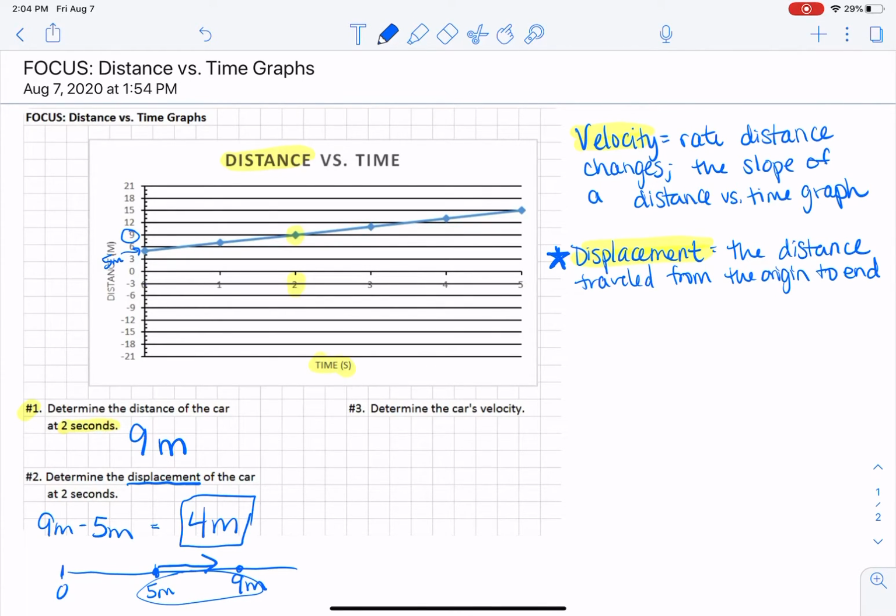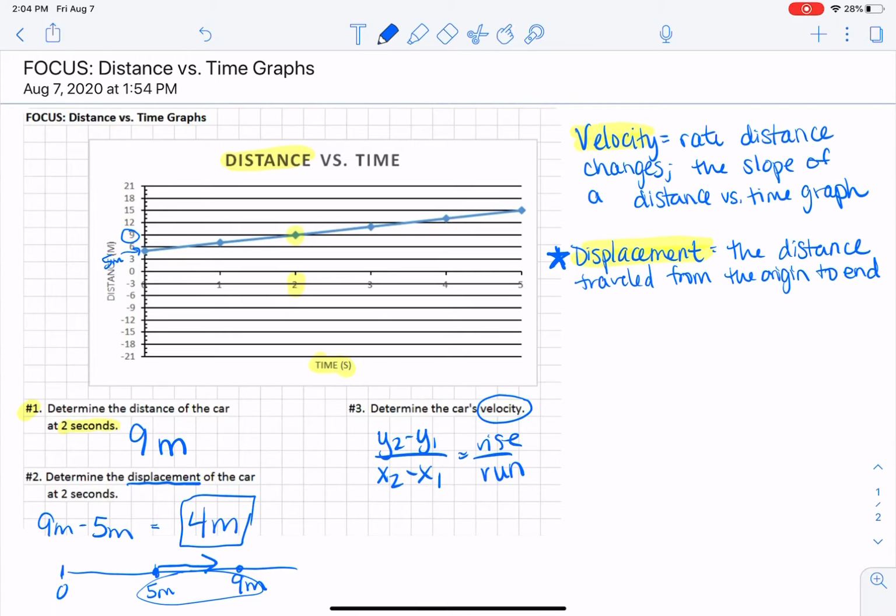Then, number 3, it says find the car's velocity. So the velocity is the rate that the distance changes. So it's going to be the slope of the distance versus time graph. So if we look at this, probably the best way to do this is to just find the normal slope. And so to do that, I like to use the equation from Algebra 1, y2 minus y1 divided by x2 minus x1. But you can also do your normal rise over run methods from Algebra 1.